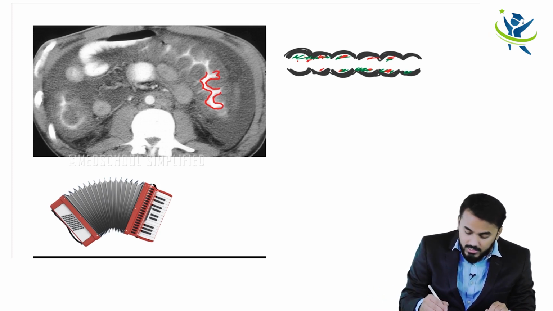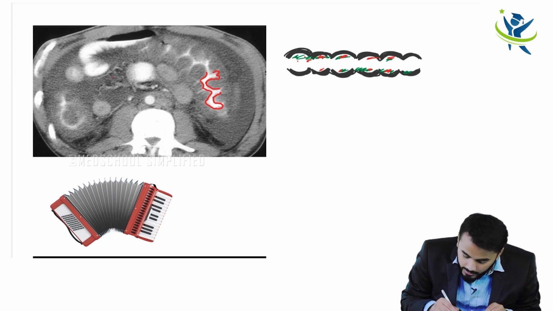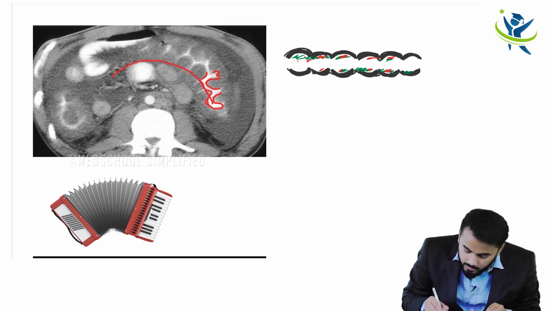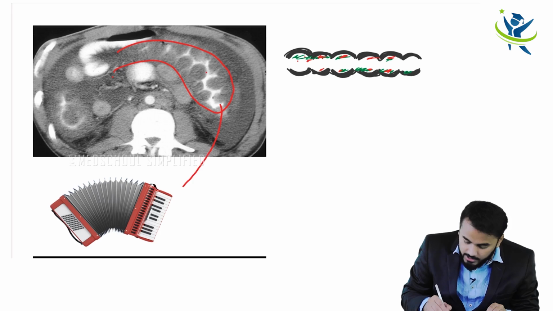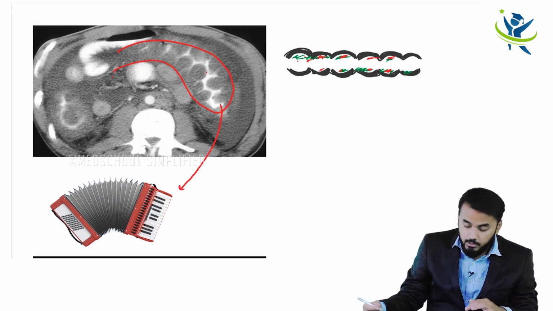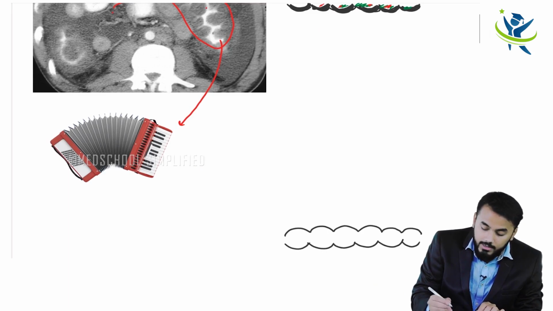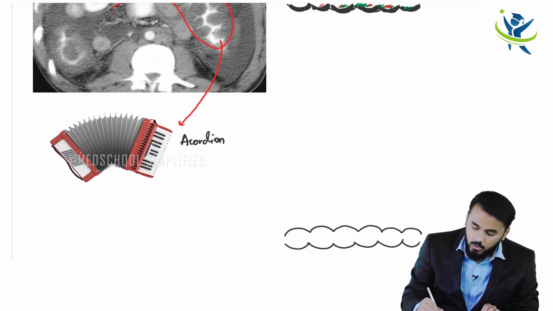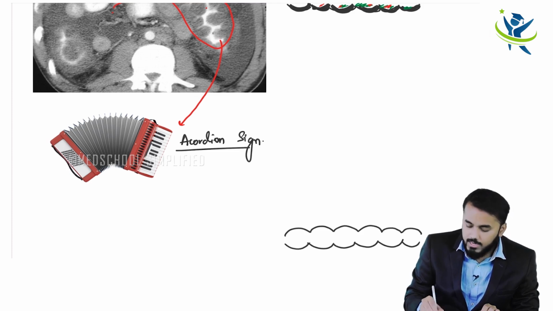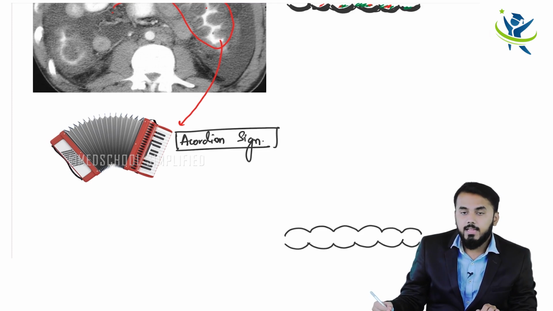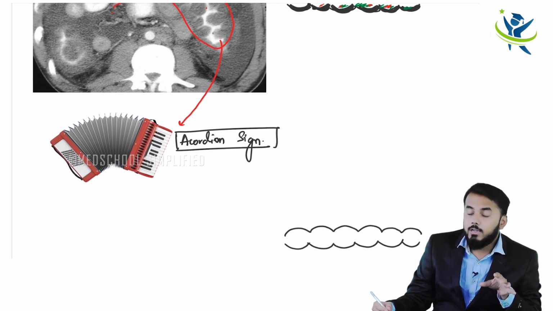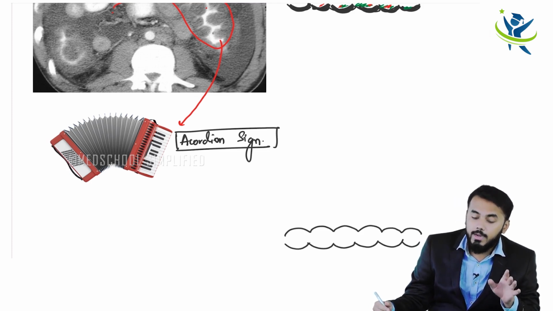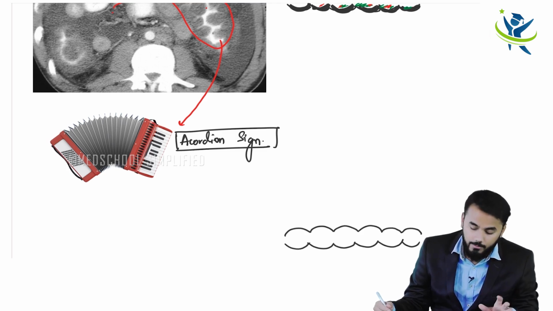So overall, how does that look? Look at this same picture and compare it with the picture below. It looks the same. This instrument is called an accordion, and this sign is called the accordion sign. If you get a question, where do you find the accordion sign? The accordion sign is found in pseudomembranous colitis. Keep that in your mind.